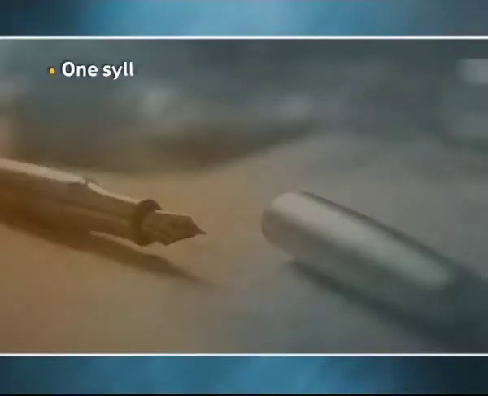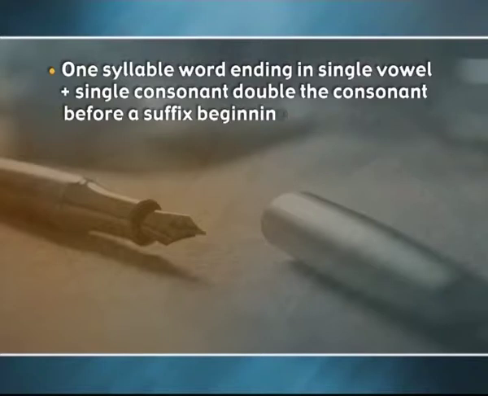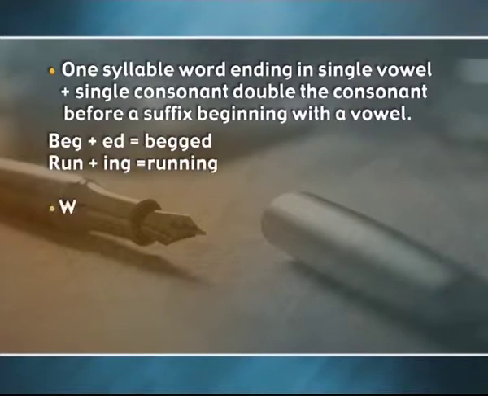Spelling rules. Learning spelling rules is important and necessary because it is also an important part of writing. When the last letter is a consonant, in a one-syllable word ending in a single vowel plus single consonant, double the consonant before a suffix beginning with a vowel. Examples: beg plus ed is equal to begged. Run plus ing is equal to running.